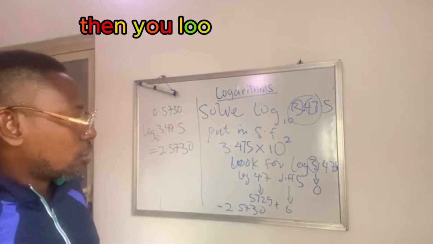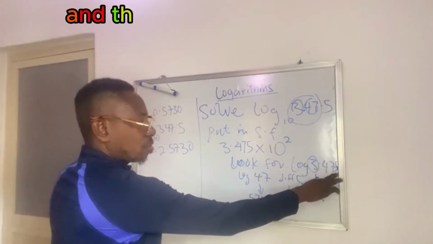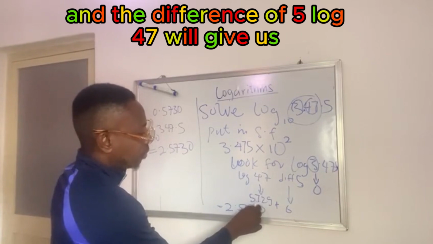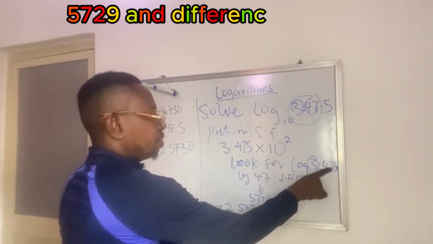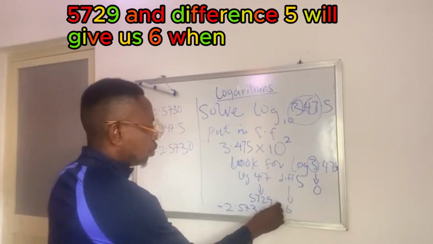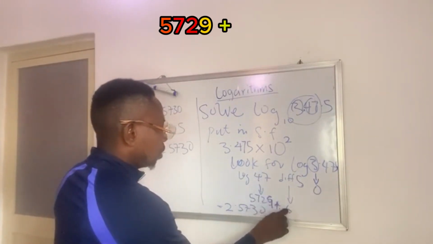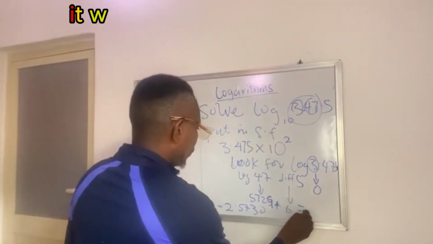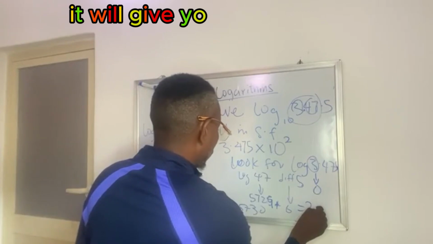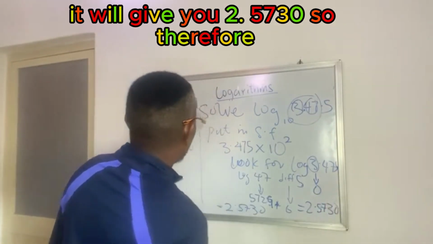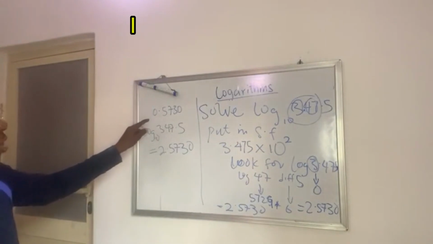Then you look for log 47 and the difference of 5. Log 47 will give us 6.5729, and difference 5 will give us 6. When you add 5729 plus 6, it will give you 2.5730.